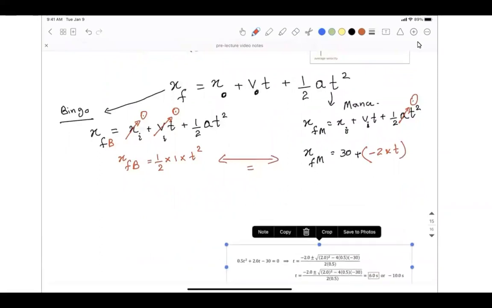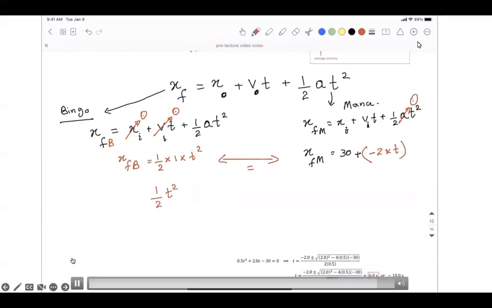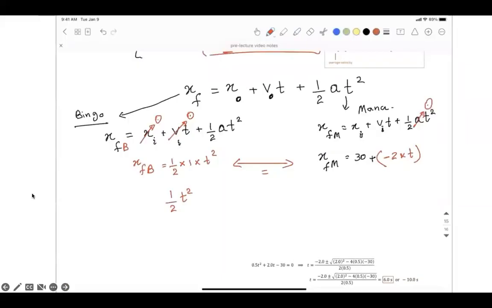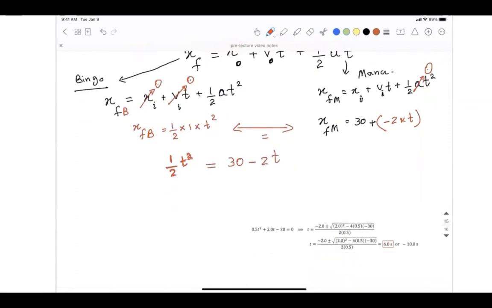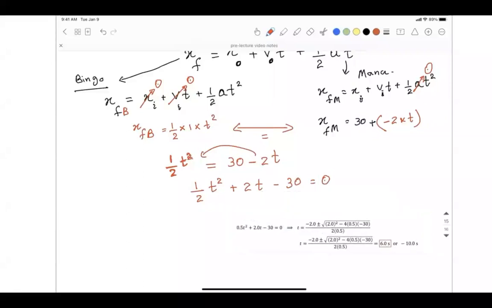We have it, everyone, right here. 1/2 t squared equals the other side, 30 minus 2 times t. If we bring everything to one side, we have a quadratic formula: 1/2 t squared plus, this guy comes to the left hand side, 2 times t minus 30 equals 0. Everyone, this is the same as what I have right here.